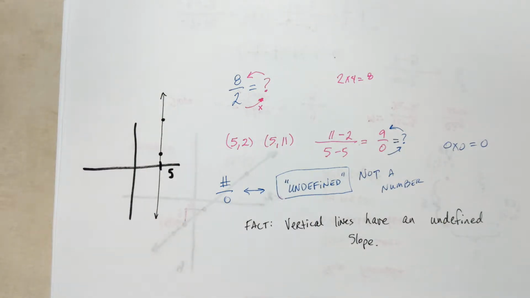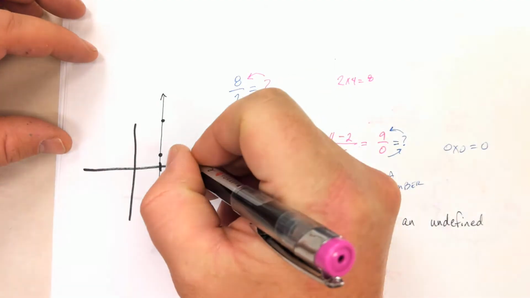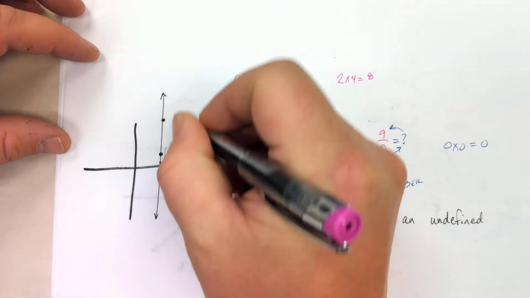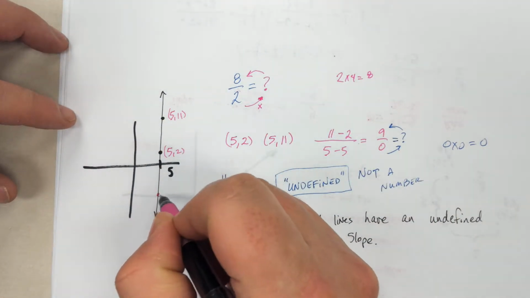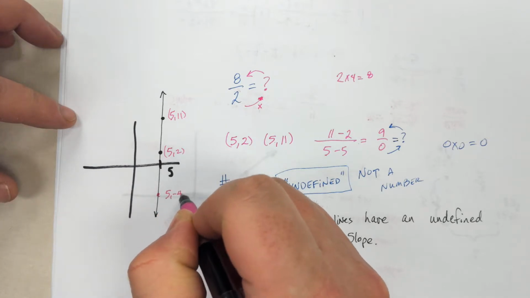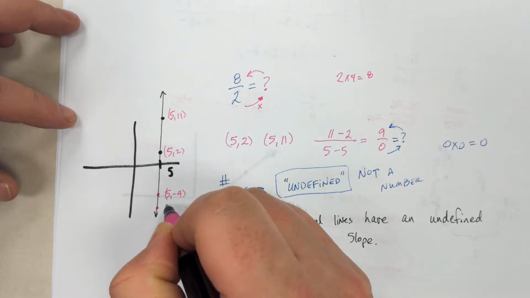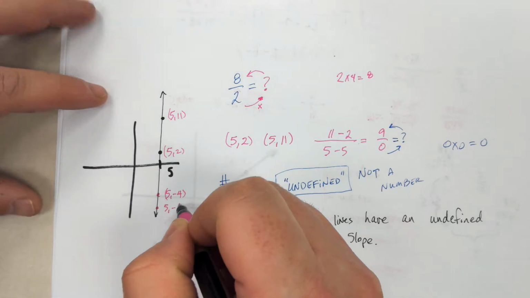Now, check this out. I'm going to show you one more fact about vertical lines. You see, this one we said was 5,2, and this was 5,11. Let's put some other points on there. Like this one, let's say that's 5, negative 4. And let's put this one 5, negative, I don't know, 6.